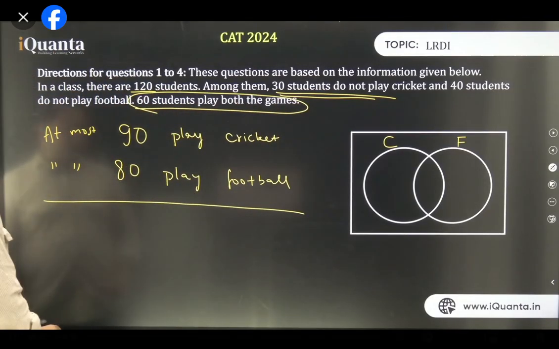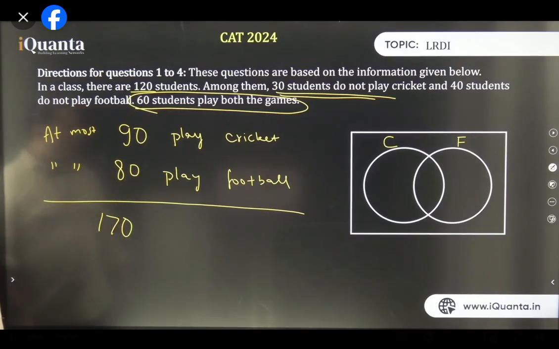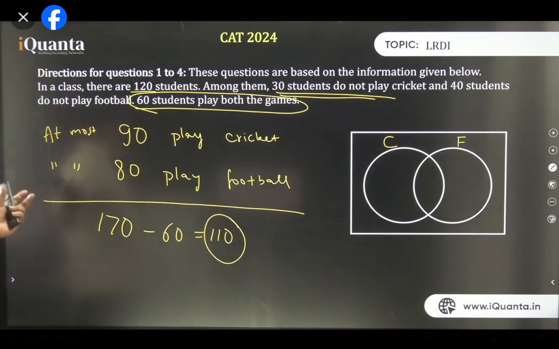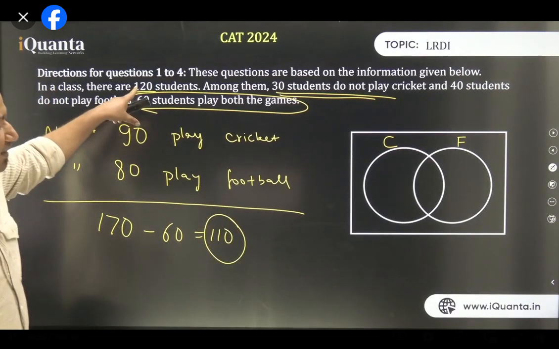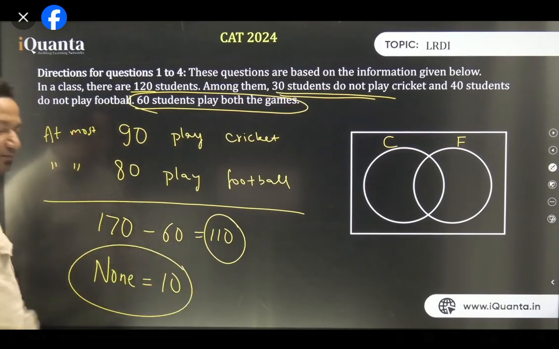So overall 90 plus 80, if I add them, what do I get? 170. In which 60 are common. Subtracting that, I get 110. So there are 110 people who are playing at most one game. तो 10 लोग कहाँ गए? 10 वो होंगे जो कोई भी गेम नहीं खेल रहे होंगे. Is that clear, all of you?